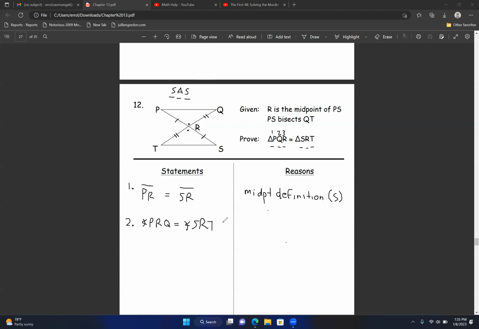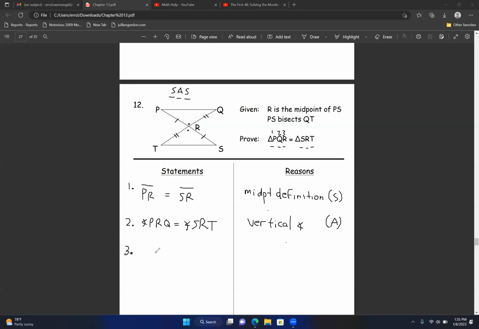And what's the reason? Is it reflexive? No. Reflexive is only when we're talking about sides. When we're talking about angles, we're talking what? Starts with a V. Yeah, vertical angles. Some schools will teach you vertical angles, some will say opposite angles. Vertical or opposite angles.